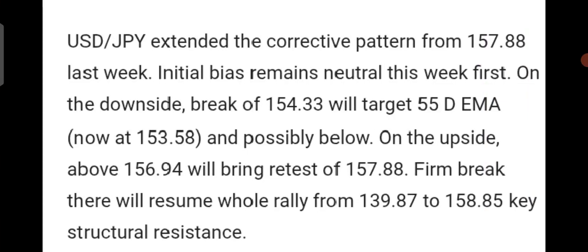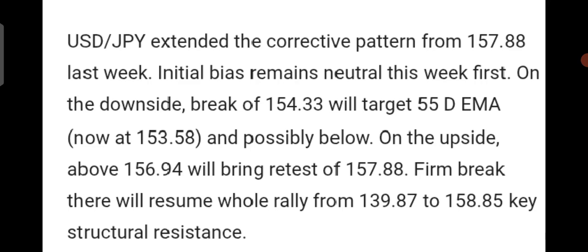Now looking at the daily chart of USDJPY, we observe that the fall that began at 157.88 extended last week. It's a corrective fall, a corrective movement, a corrective pattern, and it extended last week.